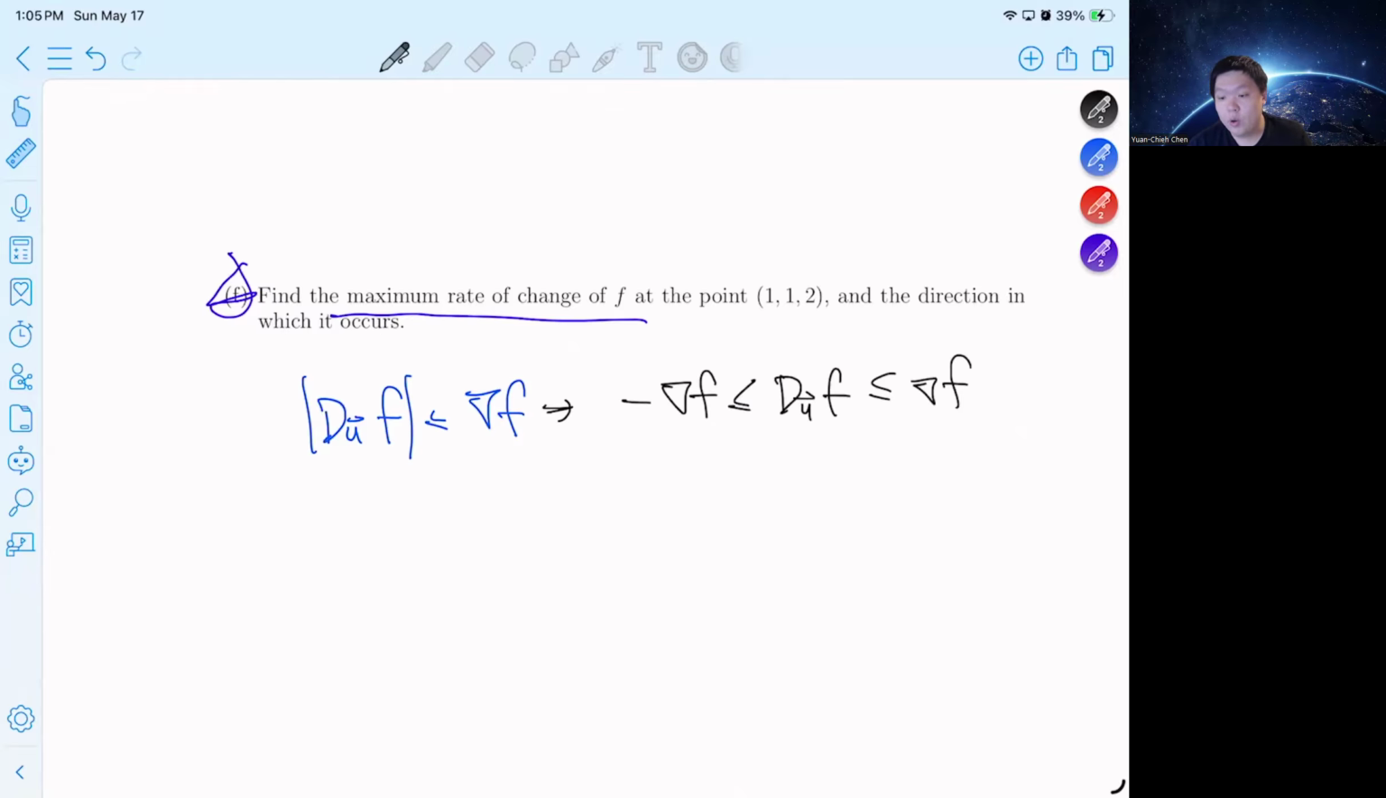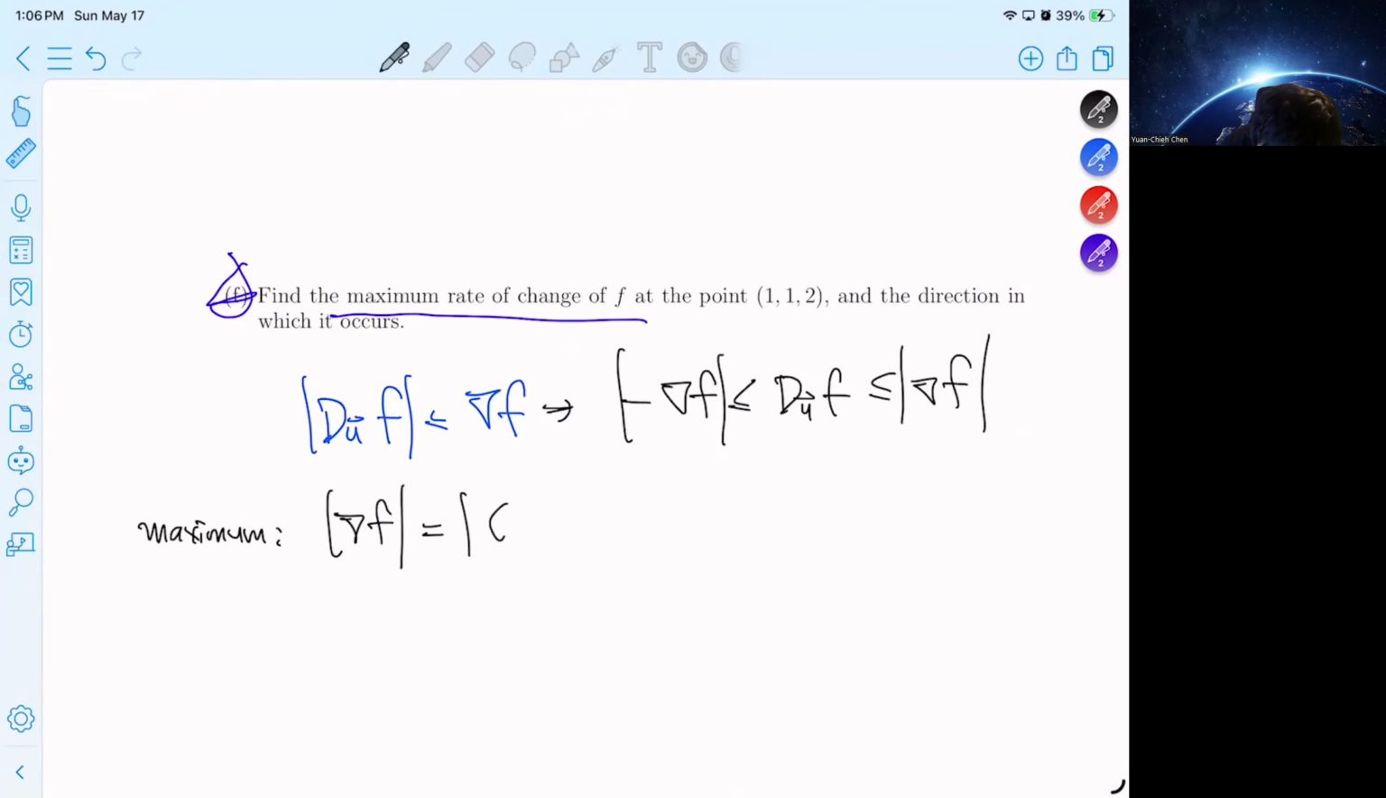The maximum value will just be the gradient. So the maximum is the absolute value of the gradient, which will just be the gradient of f. Remember, the gradient is (2, 2, -1). In this case, it is just 4 plus 4 plus 1, so 3. Next, we want to find a direction.